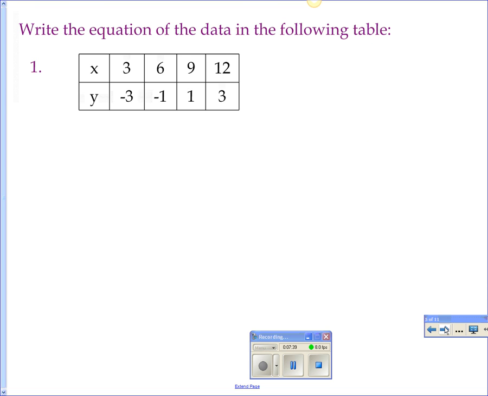All right, write the equation of the data in the following table. So we want the equation of a line. So that formula is y equals mx plus b. So you need to write that on your paper. Y equals mx plus b. So remember that we need the slope. And to get the slope from points, you have to use the slope formula.